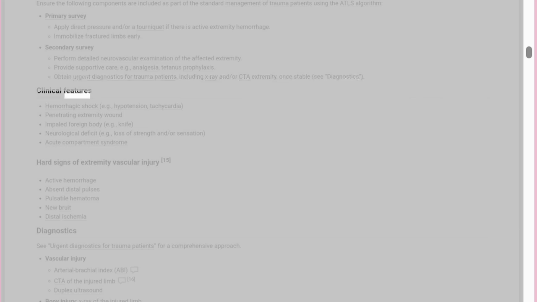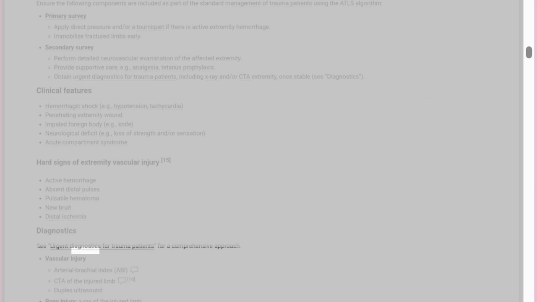Clinical features. Hemorrhagic shock, for example hypotension and tachycardia. Penetrating extremity wound, sometimes with an impaled foreign body, for example a knife. Neurological deficit, for example loss of strength and/or sensation. Acute compartment syndrome. Hard signs of extremity vascular injury: active hemorrhage, absent distal pulses, pulsatile hematoma, new bruit, distal ischemia.